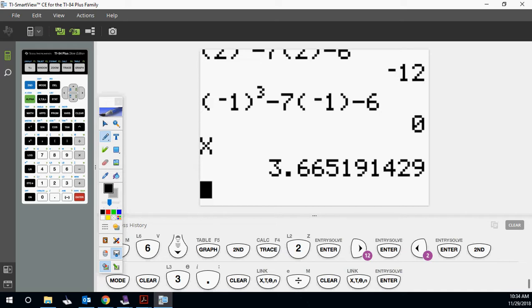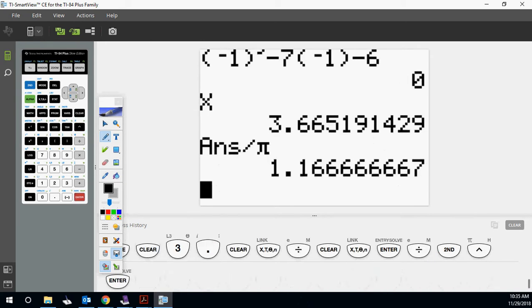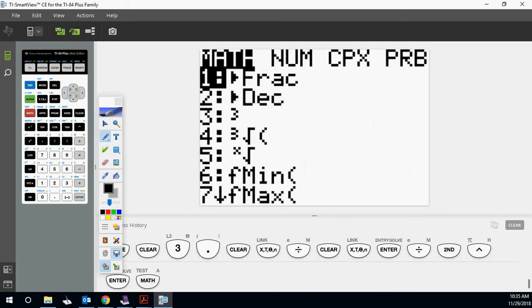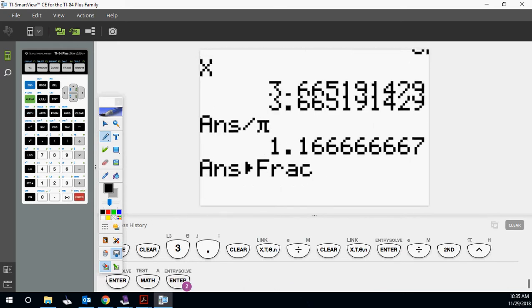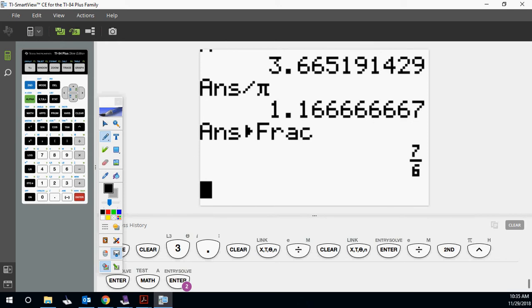Okay, so the x comes from your graph that you just did. So there it is. The point is you can divide by pi. Then we want to find what that fraction is, so you hit math, fraction, 7 over 6. So my radian measure is 7 pi over 6, because the pi is just hanging out, right? We took the pi out to see what the fraction was, and so the pi is still on that.